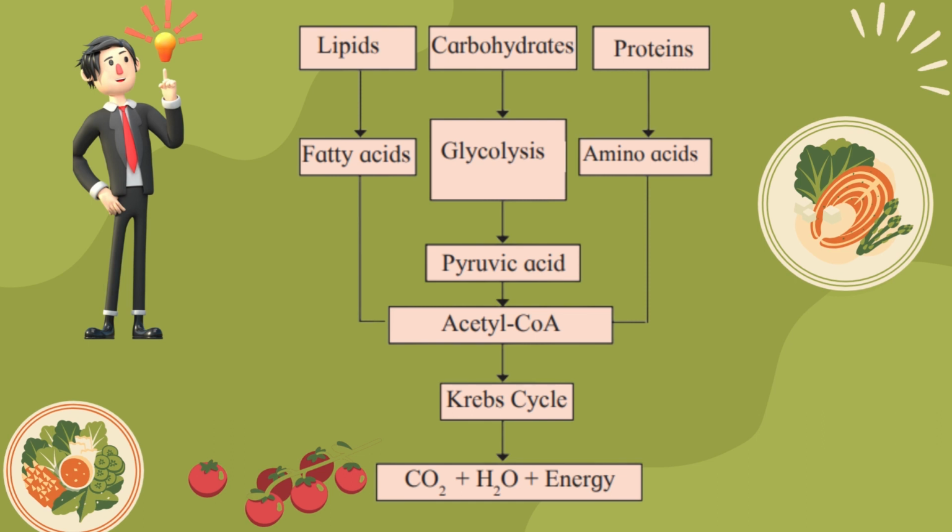And all these things, that means fatty acids, pyruvic acid and amino acids, get transformed into acetyl CoA, which later goes into the Krebs cycle, in which we can see the reaction producing carbon dioxide, water and energy. So the energy is released. That's why we use energy for doing certain work.